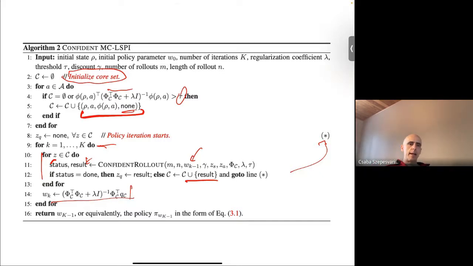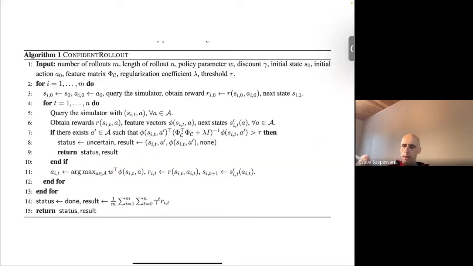So what is at the end? This confident rollout procedure, what is it doing? Well, it's not doing anything really special. The input is number of rollouts, length of rollout, policy parameter, discount, initial state, initial action, and the feature matrix. So there is the initial state. That's not really the initial state for the problem, but the initial state from where the rollout should be happening. So that was here, this Z.